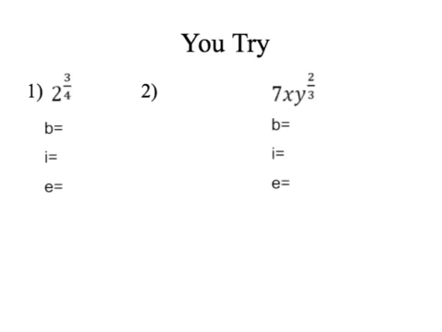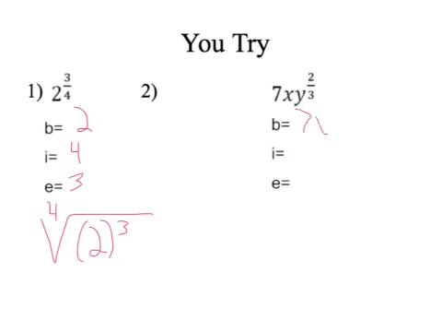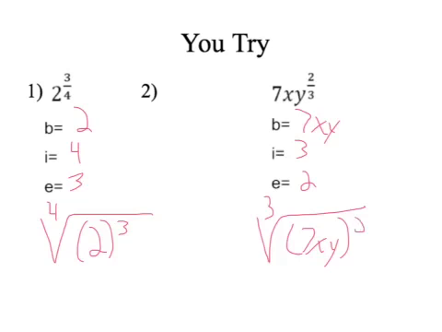So for the first one, our base would be 2. Our index is 4. Our exponent is 3. So to write the radical, index 4, keep your base in parentheses, that's 2, and your exponent is 3. For the second one, base is 7xy, your index is 3, your exponent is 2. So to write the radical, 3 goes up here, keep your base in parentheses, and your exponent is 2.